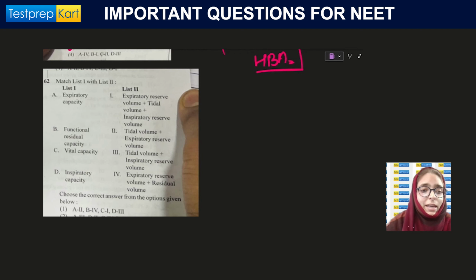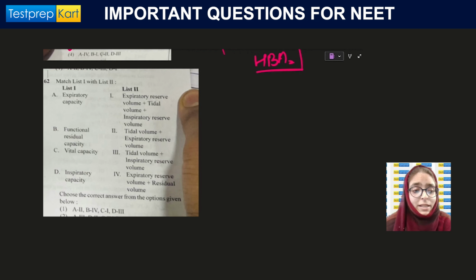In list 2, the first option is expiratory reserve volume plus tidal volume plus inspiratory reserve volume. The second option is tidal volume plus expiratory reserve volume, and the third option is tidal volume plus inspiratory reserve volume, and the fourth one is expiratory reserve volume plus residual volume. And here are the given options below.